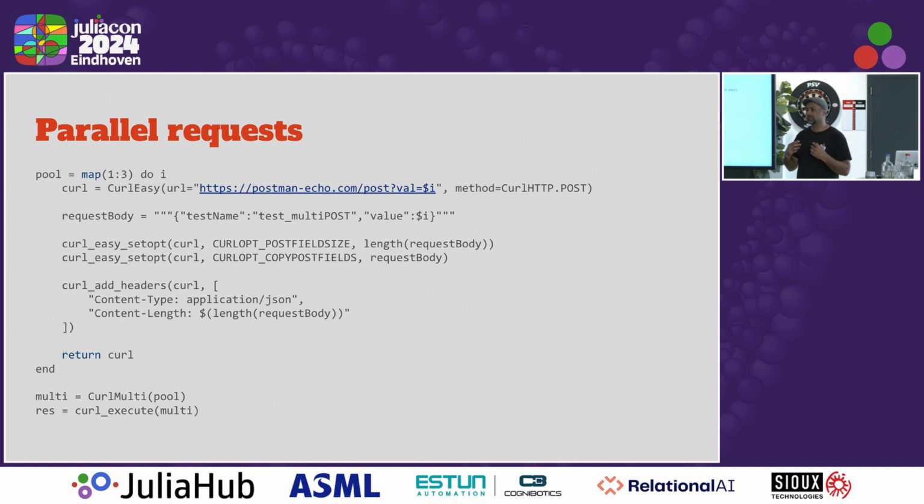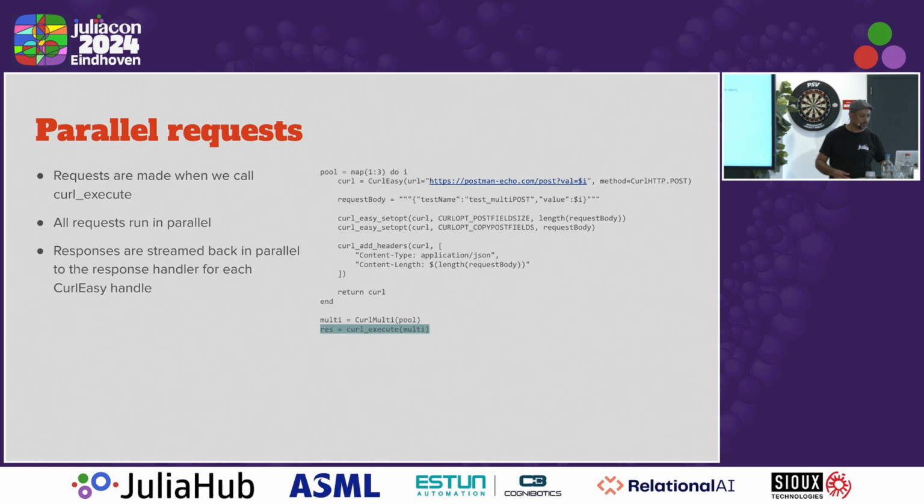So when curl execute is called, all those requests go out in parallel. The responses come back asynchronously in parallel. The callbacks are called asynchronously, and they will all run in the same thread. So you don't have to have multiple threads or multiple memory spaces for that. It'll all happen in the same place, and you can process them as required. The requests are only made when we call curl execute. You can keep adding curl easy objects to it, but nothing happens until you call curl execute on the multi object. And responses are streamed back in parallel.